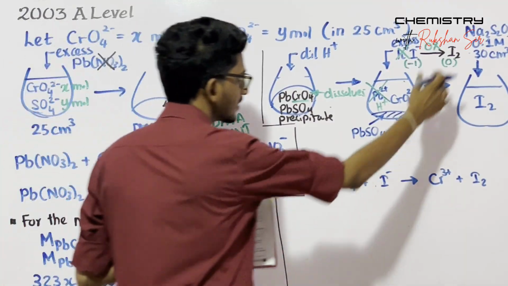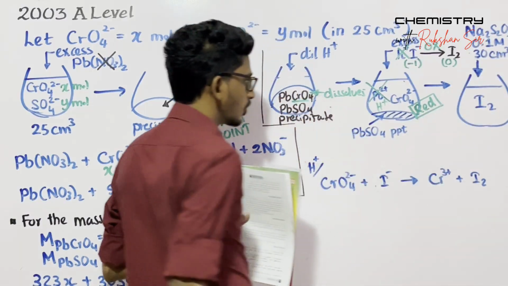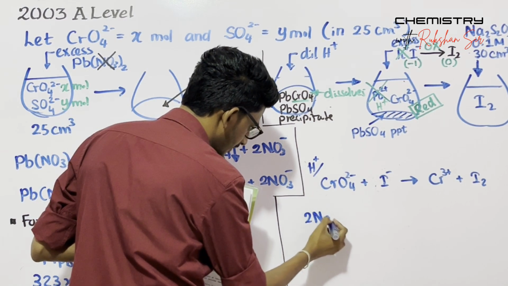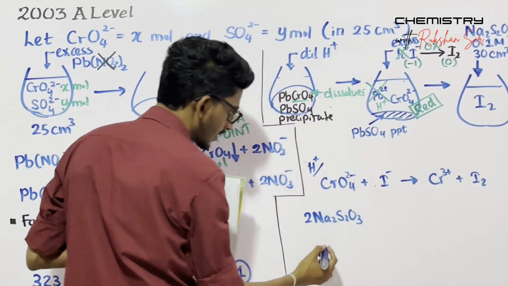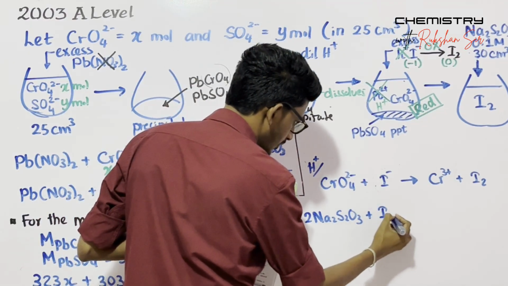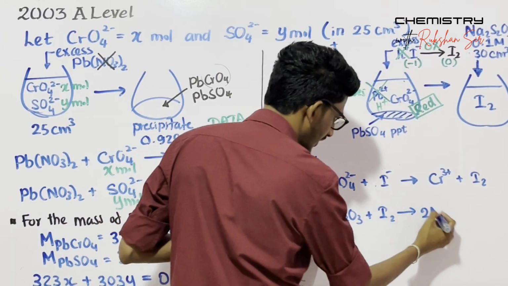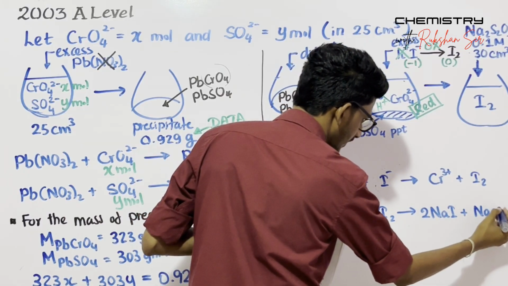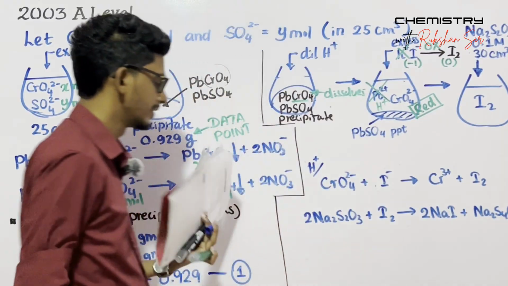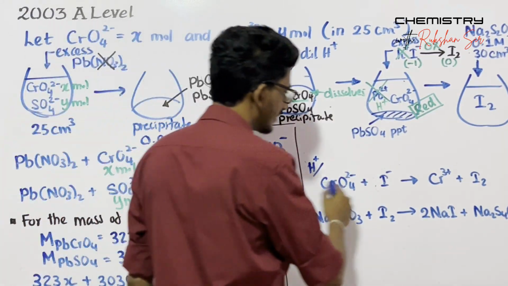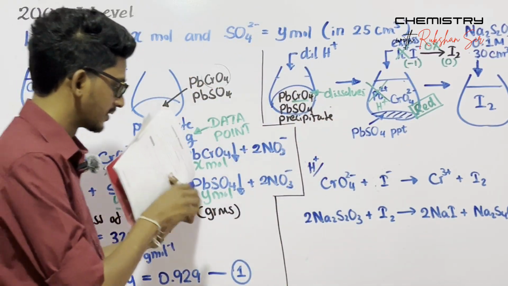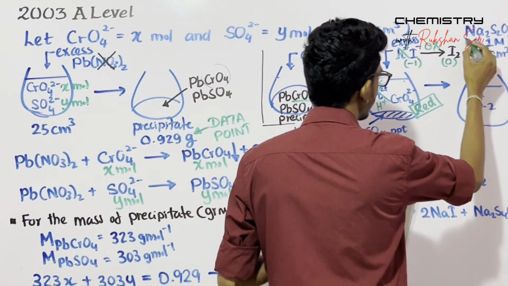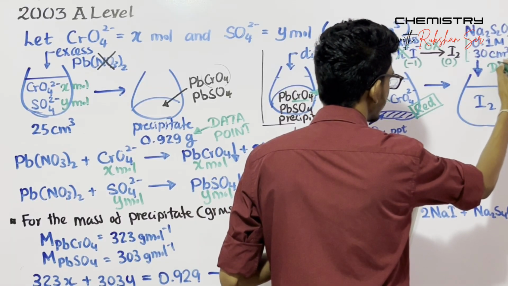So the reaction there is the sodium thiosulfate and I2 reaction. You should know that the reaction is 2 of sodium thiosulfate reacting with I2 to produce 2 of NaI plus Na2S4O6, right? Okay, so these are two reactions. First let's balance this stuff and then come up with a simultaneous equation for this data point. This is your second data point here, right?